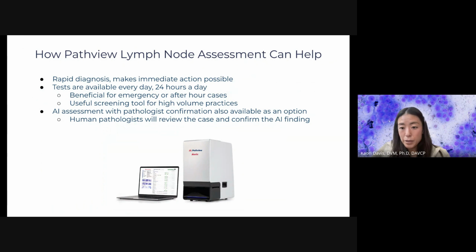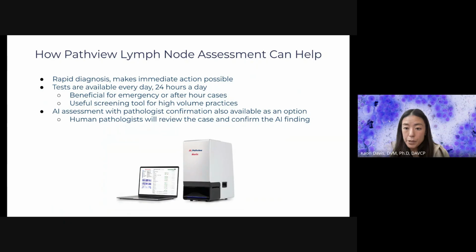And the good thing about this test is it's available all day, every day. So this will be very useful for example, emergency cases or after-hour cases, or if you are located internationally, this will be really helpful. And also, this will be a useful screening test for higher volume practices.